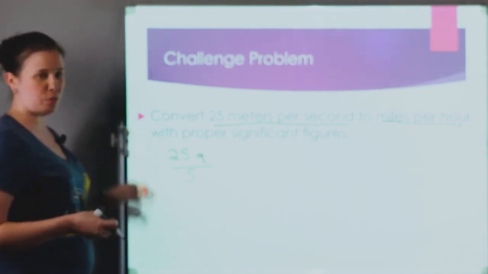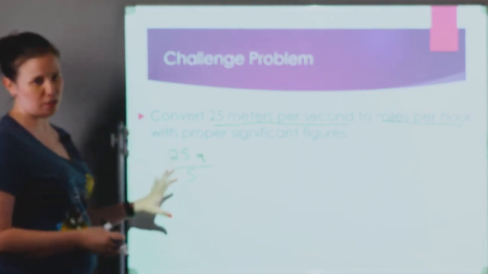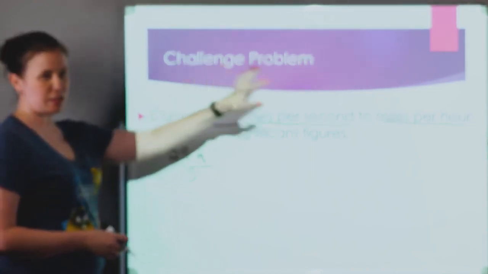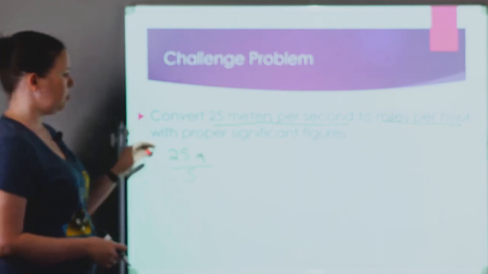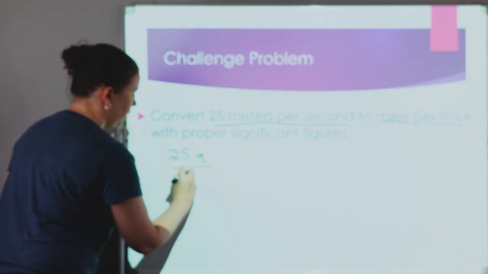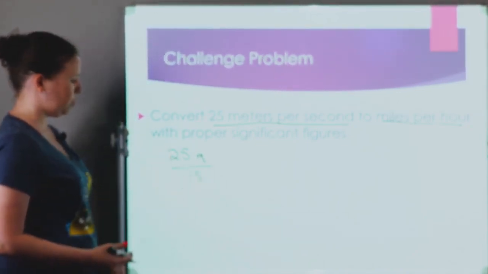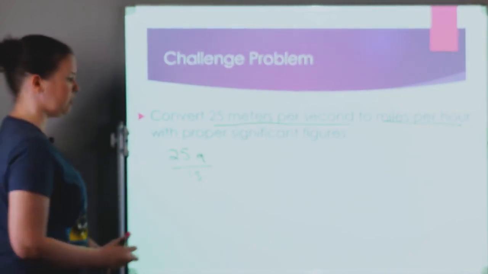So this should be set up with the seconds intentionally in the denominator. And that's huge in terms of setting this up correctly. So never use the slash when you're doing dimensional analysis. Meters on top, seconds on the bottom. And by the way, how many seconds? When it's per second, that implies 1 second has passed. So I have 25 meters for each second, or for each 1 second.